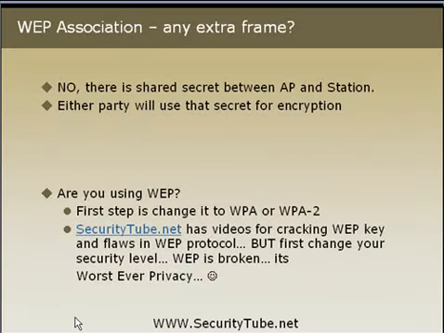Now an important question: if you are using WEP authentication, do any extra frames flow between the station and the AP? The answer is no. There is a shared secret between the AP and the station, and either party will use that shared secret for encryption only. Now if you are using WEP, be careful. First change your encryption to WPA or WPA2. SecurityTube.net has videos for cracking the WEP key as well as flaws in WEP. But first you have to change your security setting to WPA or WPA2, as WEP is broken. It's also called the worst ever privacy.